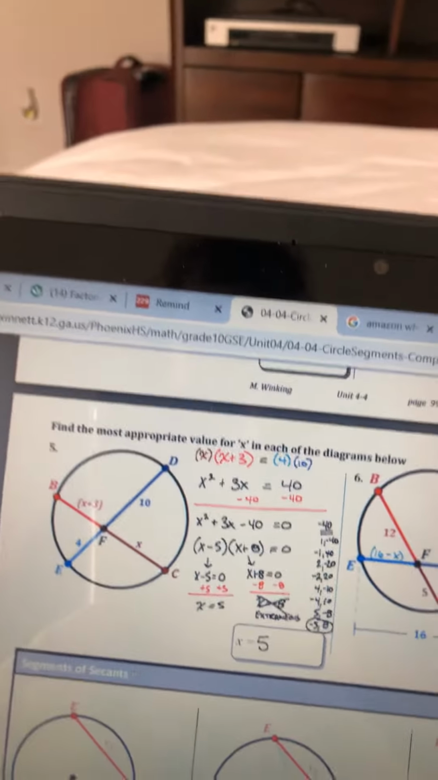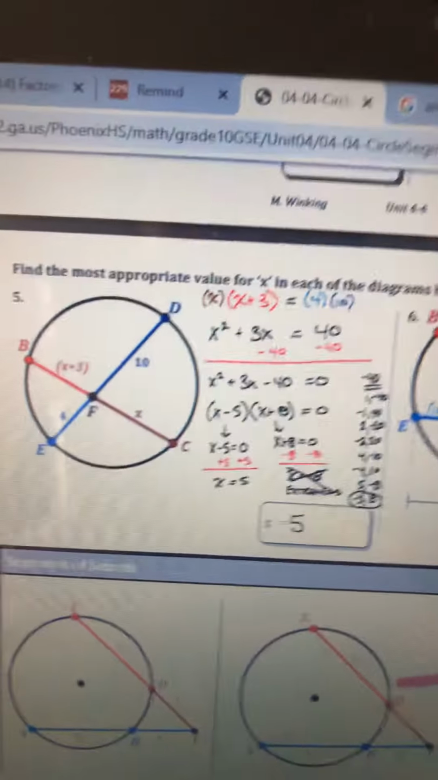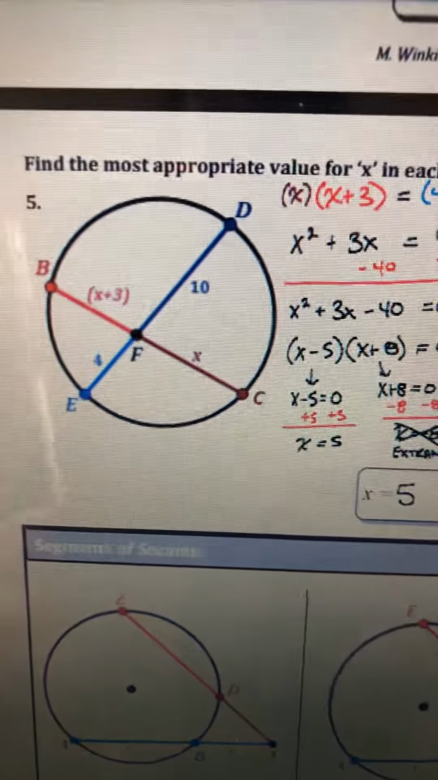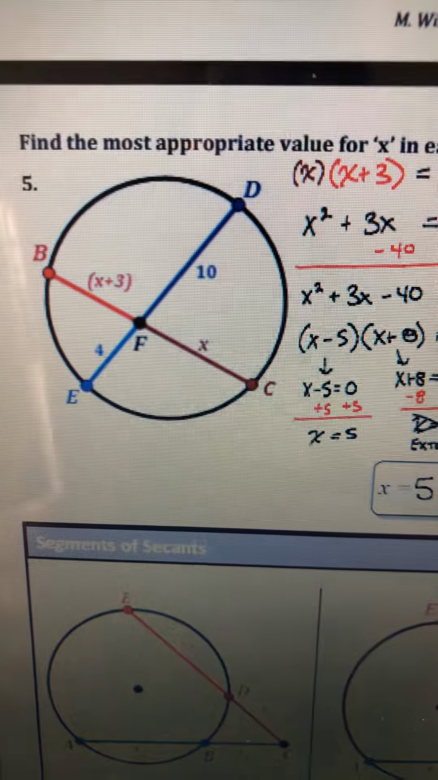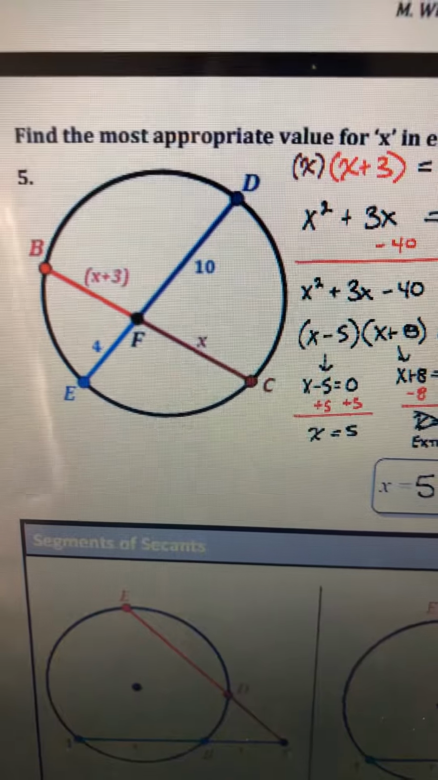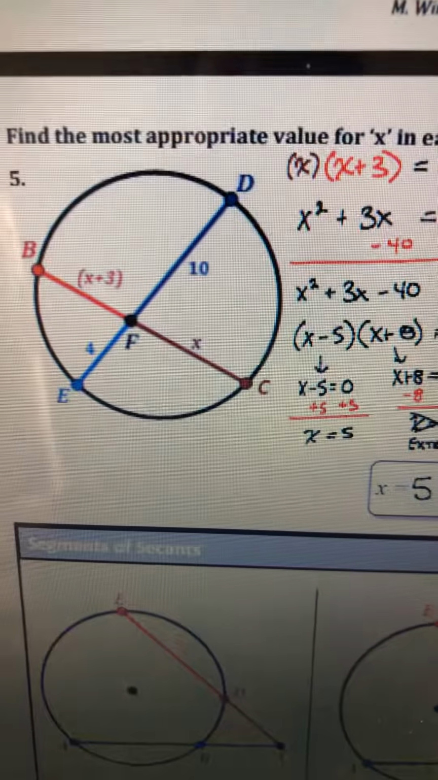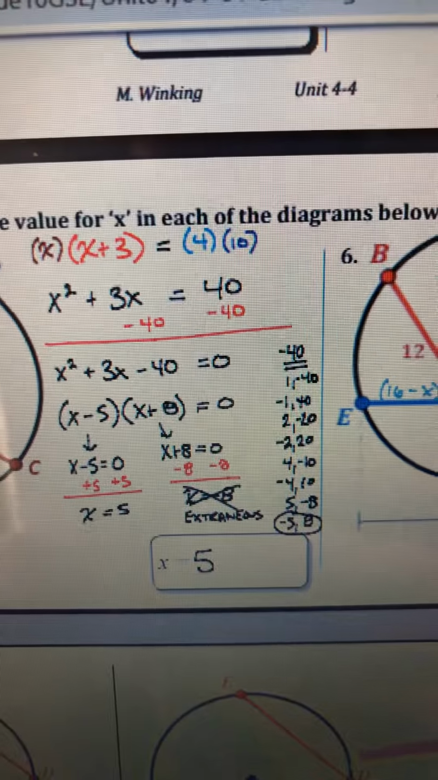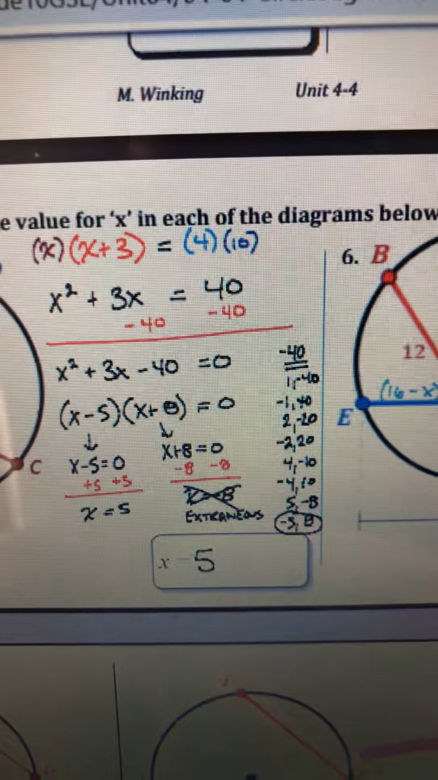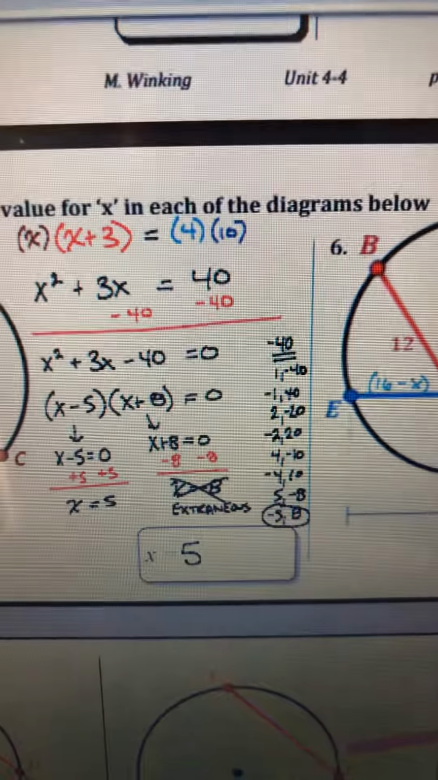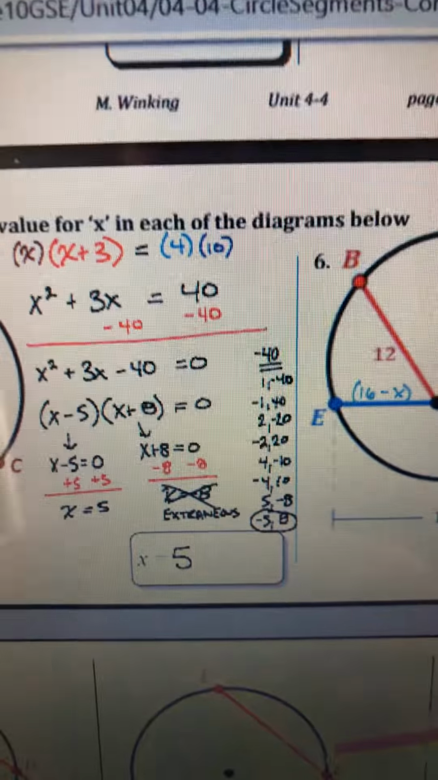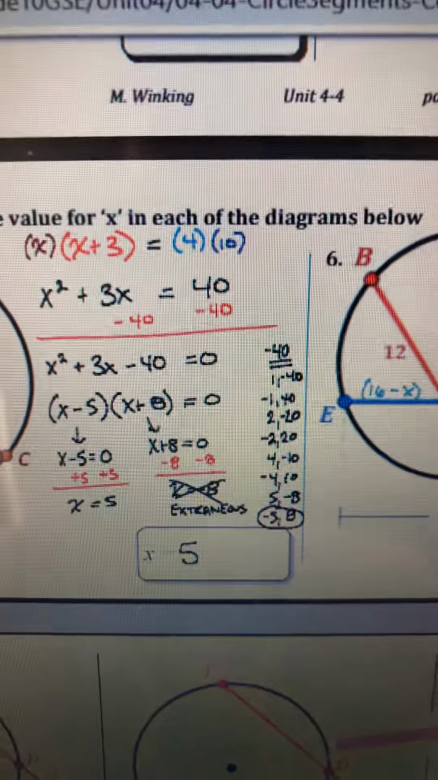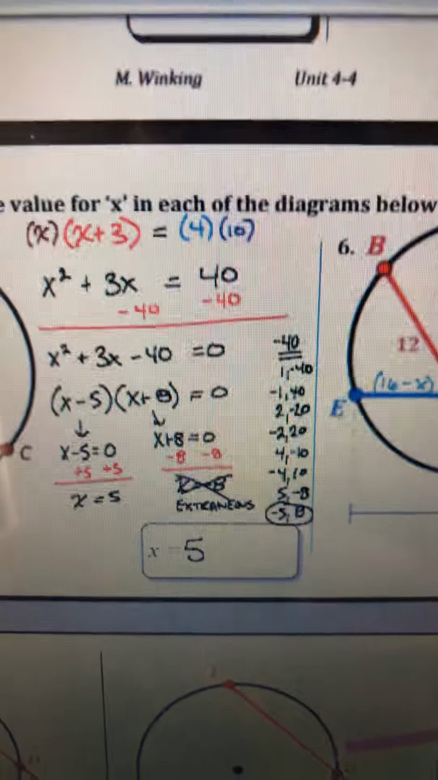Okay, so now numbers 5 and 6. It says find the most appropriate value for x in the diagrams below. Here we see we have chord BC, which is x plus 3 and x, and chord ED, which is 4 and 10. So we're going to multiply x times x plus 3, and the 4 times 10, and we get x squared plus 3x equals 40. All right, so we have a quadratic here.